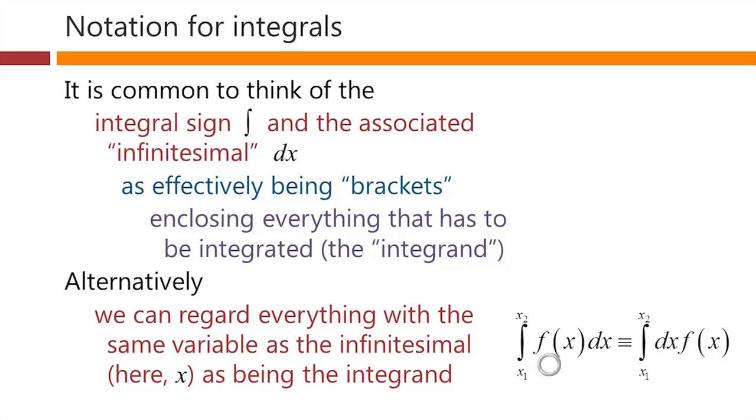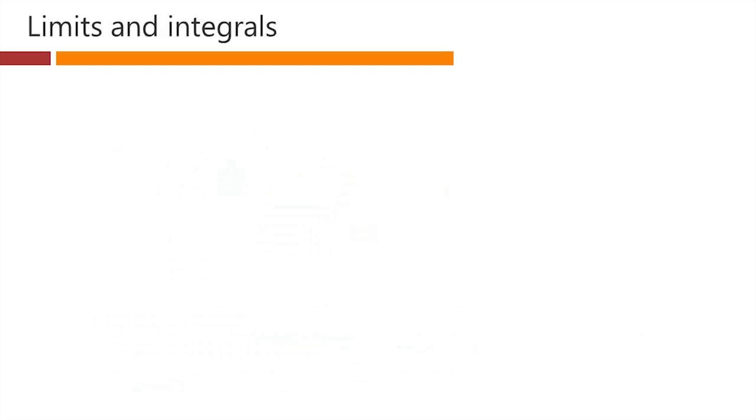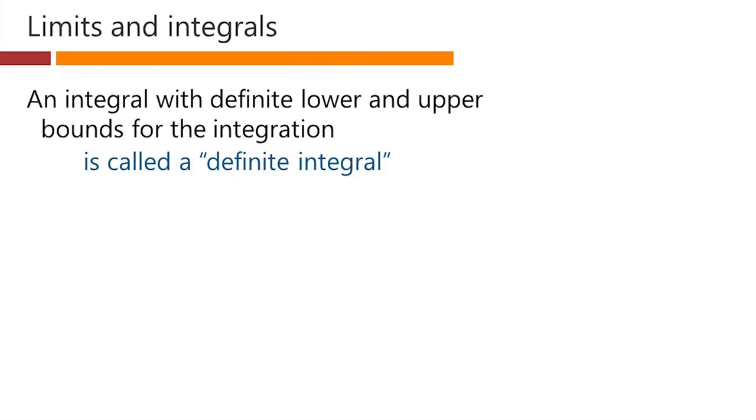Alternatively, instead of putting everything we want to integrate in between the integral sign and the infinitesimal, we can have a notation where we might have the integrand actually sitting outside of here. The convention then is that if this variable is the same as the one in the infinitesimal, then everything with that variable in it is integrated. When we work with integrals, we mostly put limits round about them, so a definite lower limit and a definite upper limit. An integral written that way is called a definite integral. So this is a definite integral because it's from x1 to x2.